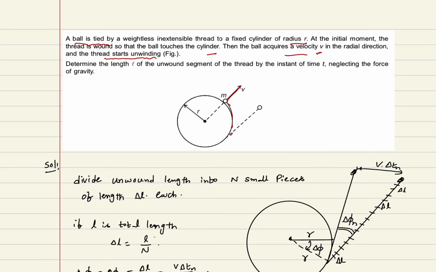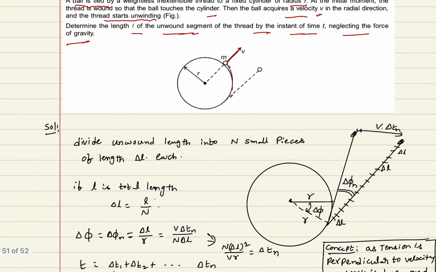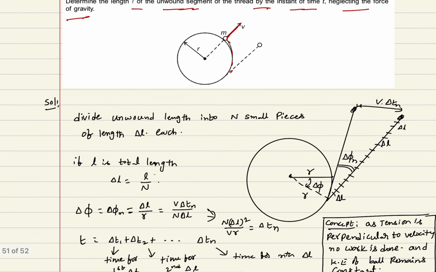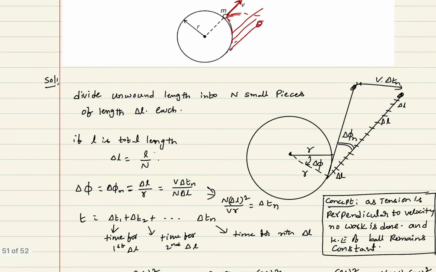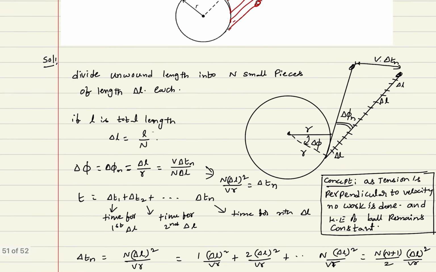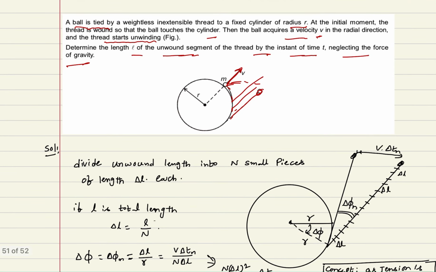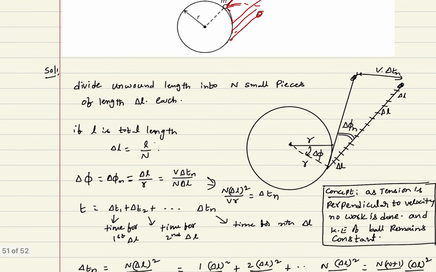The thread is starting to unwind. You can see that it is unwinding. Determine the length L of the unwinding segment of the thread by the instant of time t, neglecting the force of gravity. Here you need to calculate the unwinding length. Initially it has velocity v, and now it is unwinding, slowly coming here and finally ending up here. That length we have to calculate in time t, in terms of t, r and v. These terms are given.